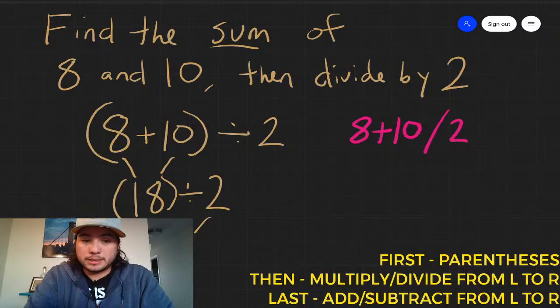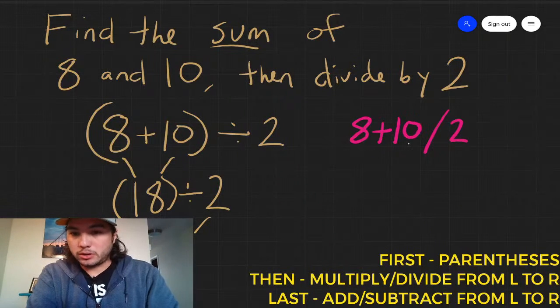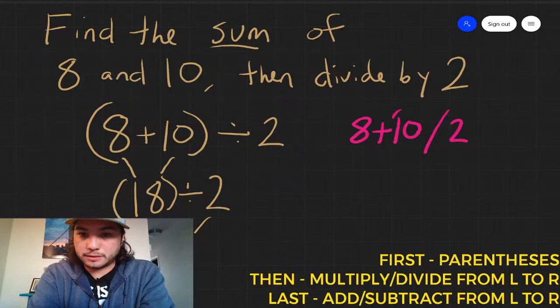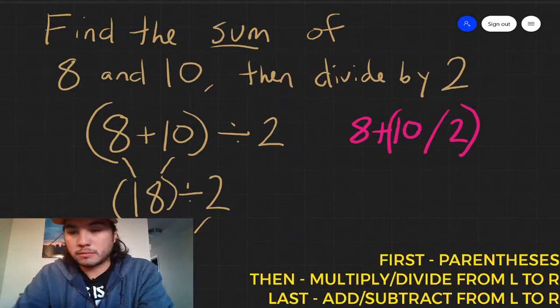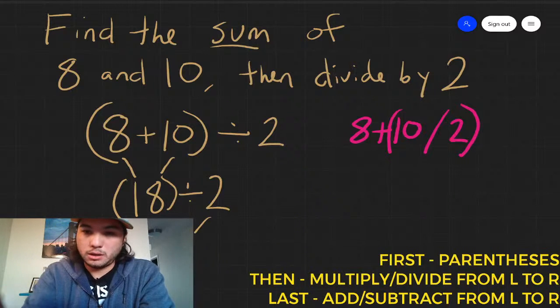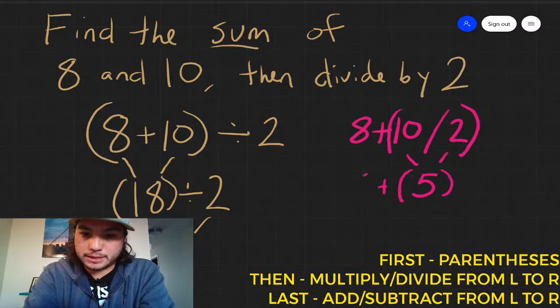because there's no parentheses, we go to the multiply and divide, from left to right. We skip the addition and go straight to the division. It's almost as if we had parentheses here because we're doing the division first. Okay, 10 divided by 2 is 5, or 10 halves equals 5. And then we have our plus 8 that we bring down. 8 plus 5 is 13.